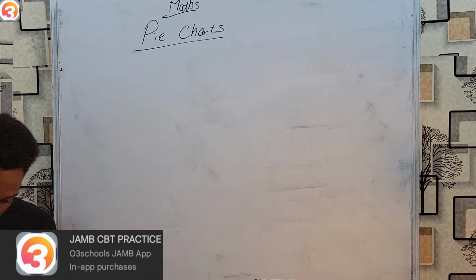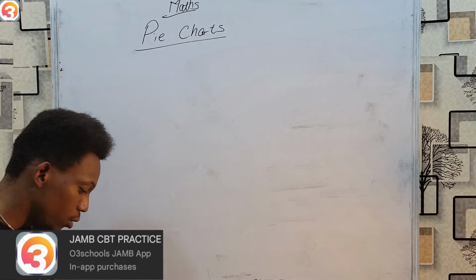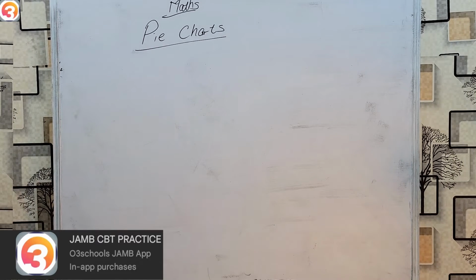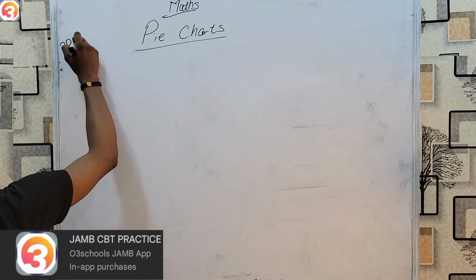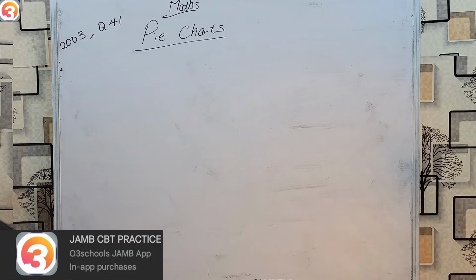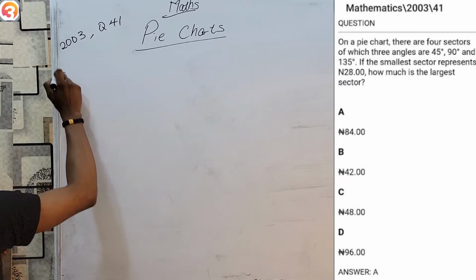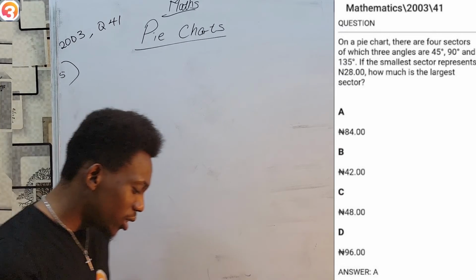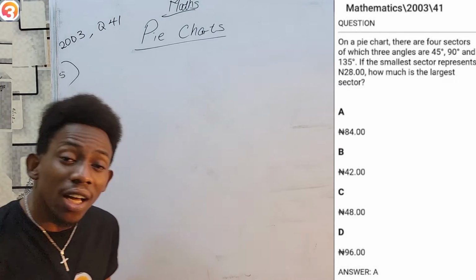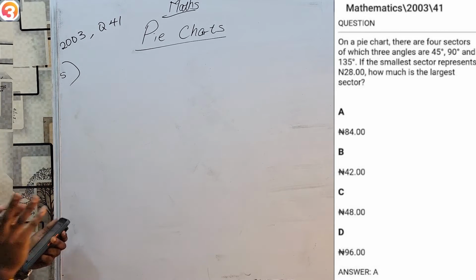This time, we are going down to the year 2003. This will be our last question. 2003, question 41. On this one, we are being told that there are 4 sectors, of which 3 angles are, on a pie chart, there are 4 sectors. So I should be having 4 different angles.